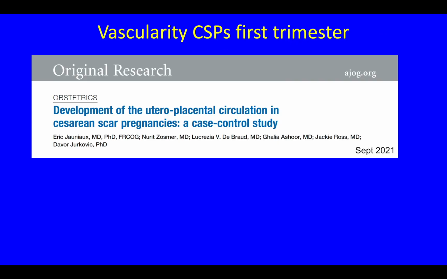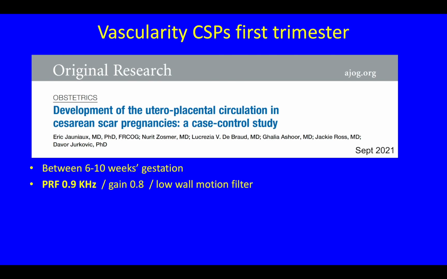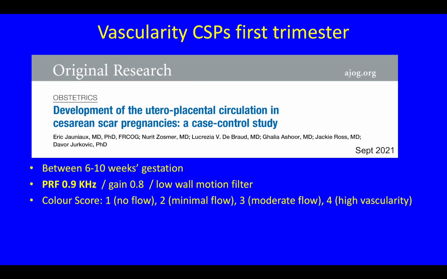So this paper has only just come out, and it tells us how we can assess the colour Doppler flow in scar pregnancies. Between 6 to 10 weeks gestation, they used a PRF of 0.9 kilohertz, and then you can grade the colour score to 1, 2, 3 or 4, similar to in the IOTA systems for adnexal lesions. I've always used 0.6, sometimes 0.9, but I'll be using 0.9 from now on.